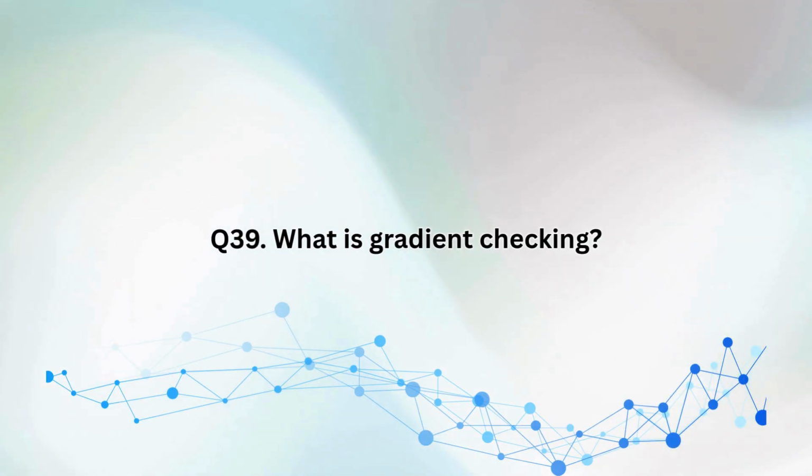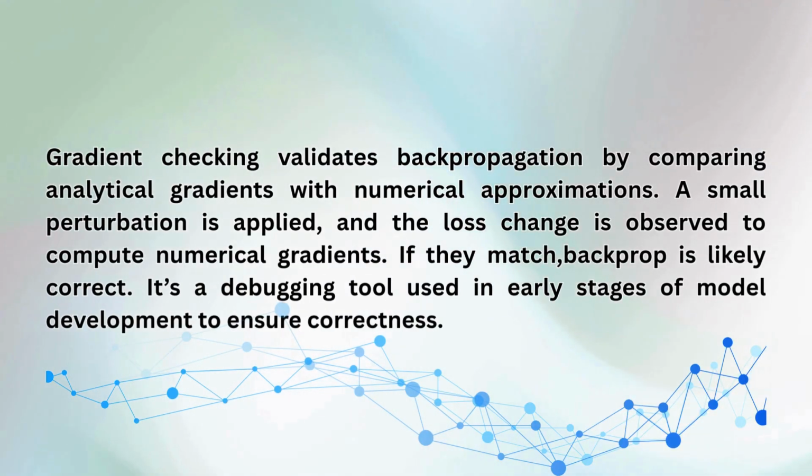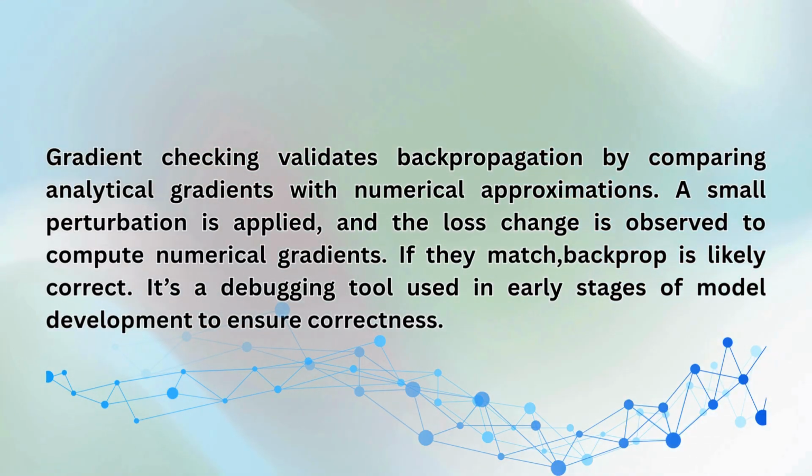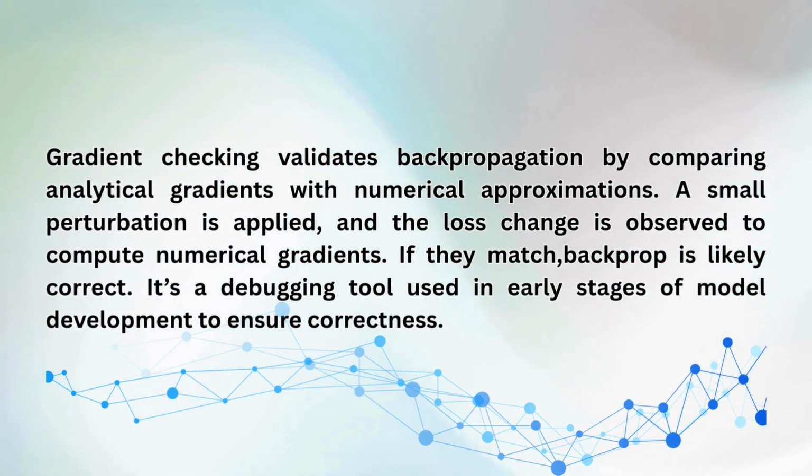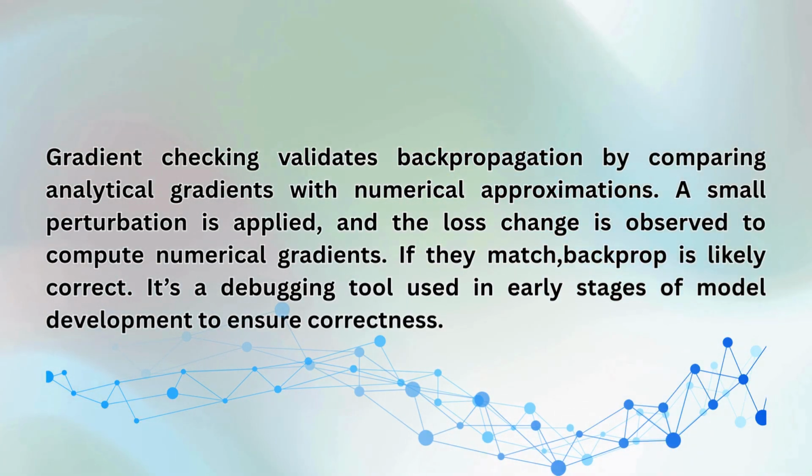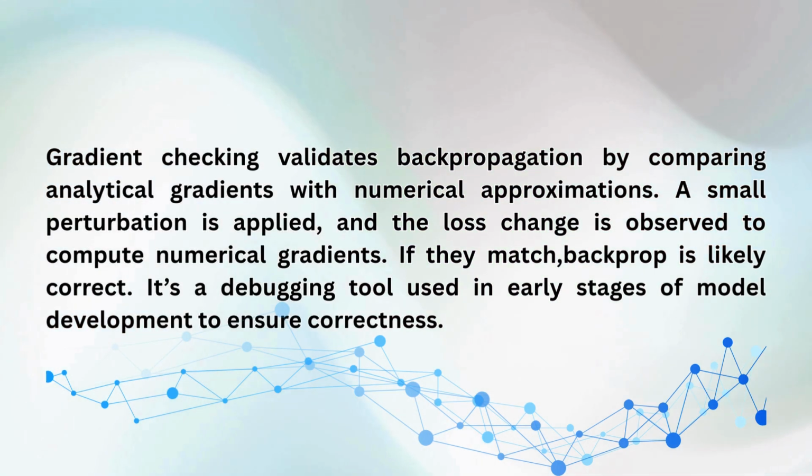What is gradient checking? Gradient checking validates backpropagation by comparing analytical gradients with numerical approximations. A small perturbation is applied, and the loss change is observed to compute numerical gradients. If they match, backprop is likely correct.